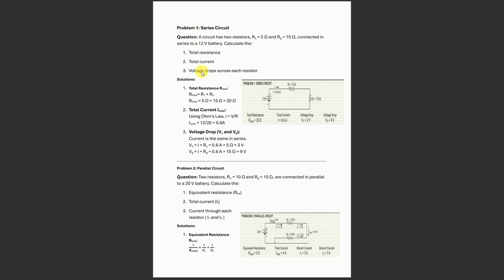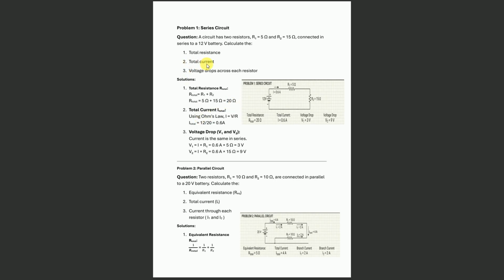So first of all, we have to find the total resistance. Now we know that in a series circuit we can find the total or equivalent resistance by simply adding the resistors which are connected in series. So the total or equivalent resistance will be equal to R1 plus R2. Now just put the values. R1 is equal to 5 ohm plus R2 is equal to 15 ohm. That result will be 20 ohm. So we can say that the total resistance will be equal to 20 ohm.